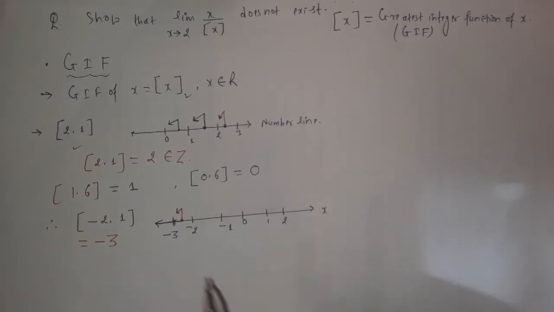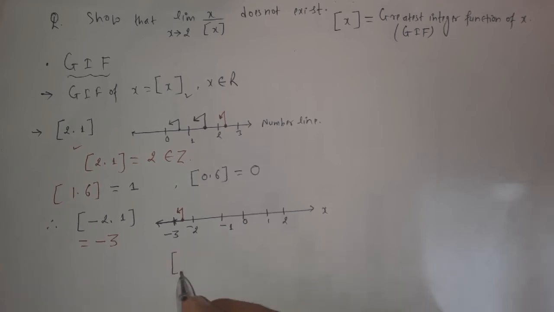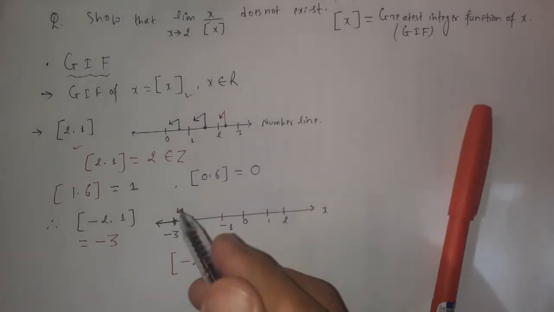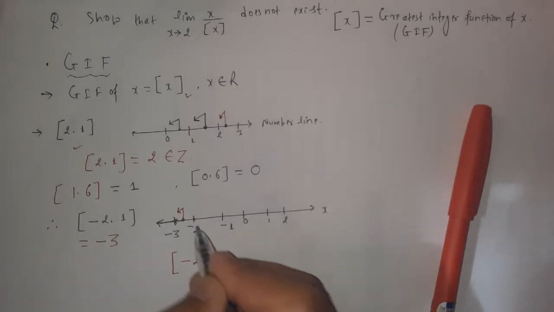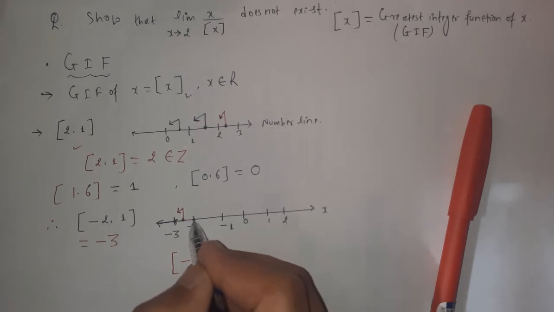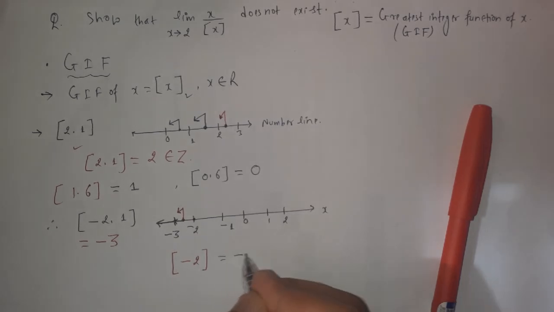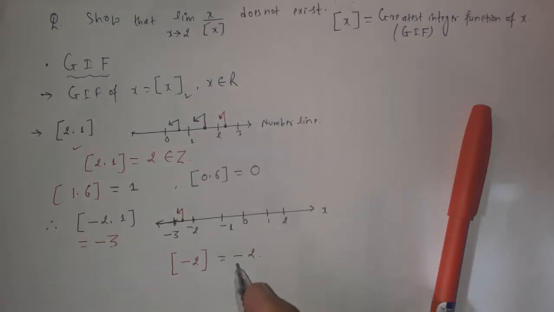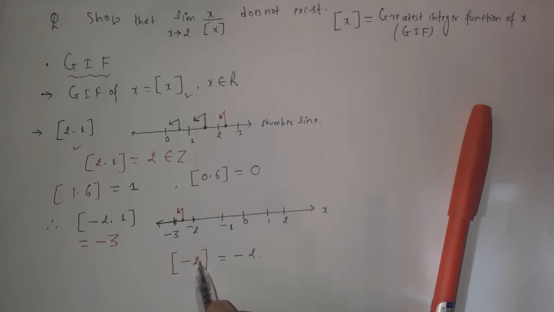Let's do more examples. The greatest integer of, let's take negative 2. Here the negative 2 lies exactly here, and the nearest left hand integer value to this number is just itself, negative 2. And remember the point: the greatest integer of an integer number is itself.